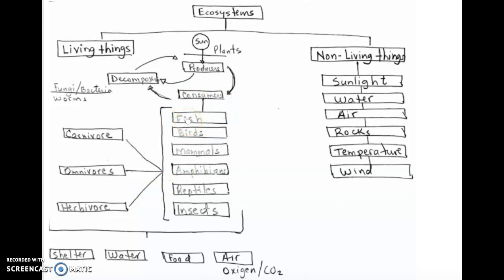Something important about the living things is that they all need four things to survive. All these animals, all these organisms, plants, fish, birds, mammals, amphibians, reptiles, and insects, they all need four things: shelter, they all need water, they all need food, and they all need oxygen or carbon dioxide. Oxygen for all these organisms right here, and then the plants, they breathe carbon dioxide.